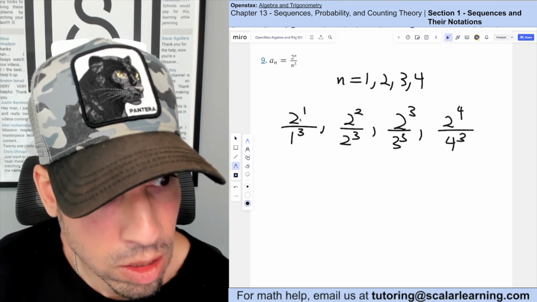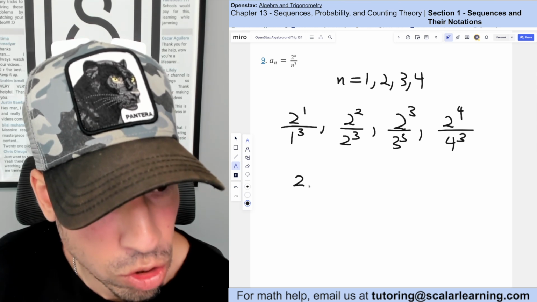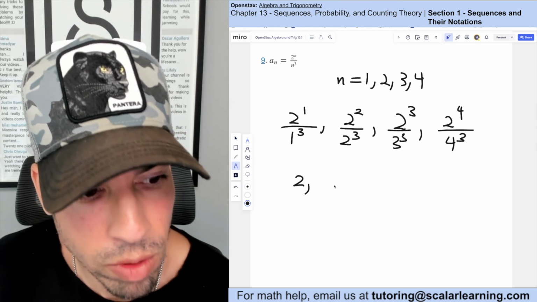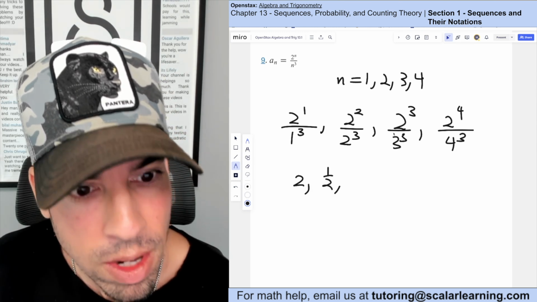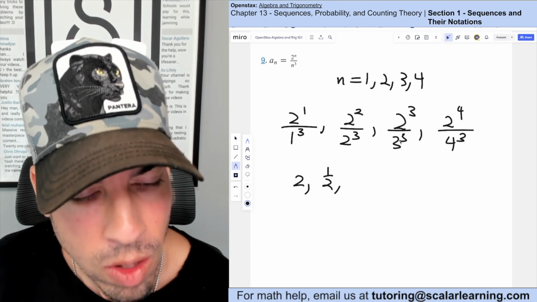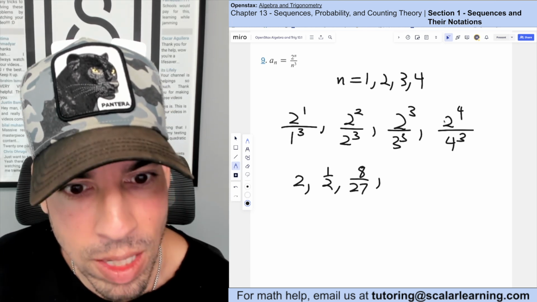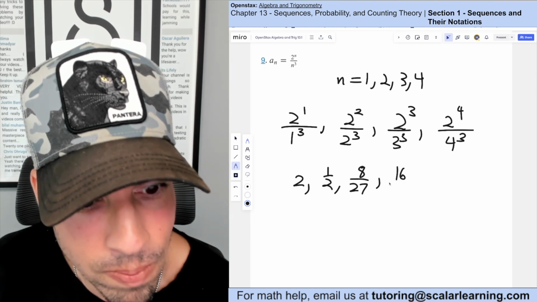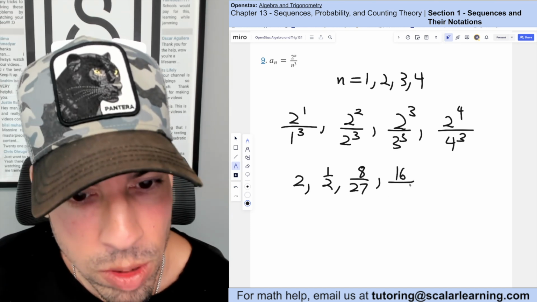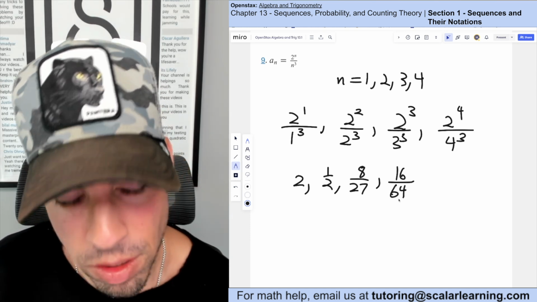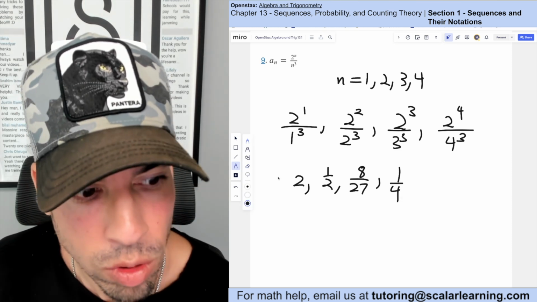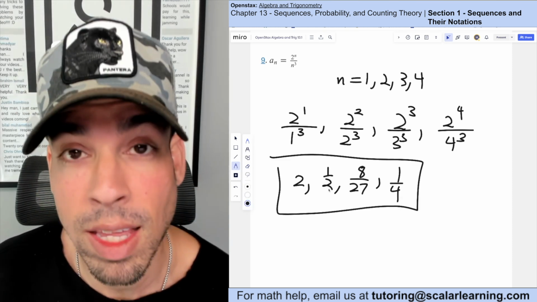Now we can simplify this a little bit. That's going to be 2 over 1, which is 2. This is 4 over 8, which is 1/2. This is 8 over 27, which can't be simplified, since 3 cubed is 27. Last but not least, 2 to the fourth is 16 over 4 cubed, which is 64. But 16 over 64 reduces to 1/4. So those are the first 4 terms of the sequence. That's how you do it.